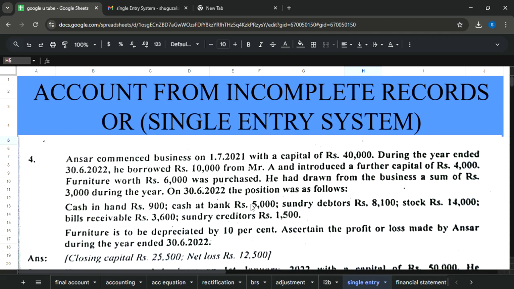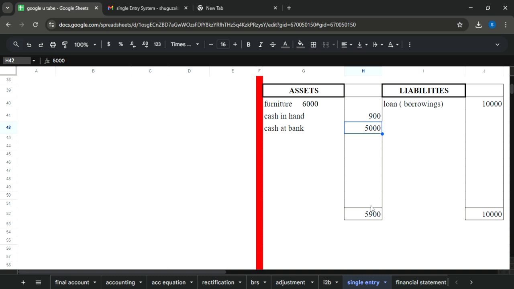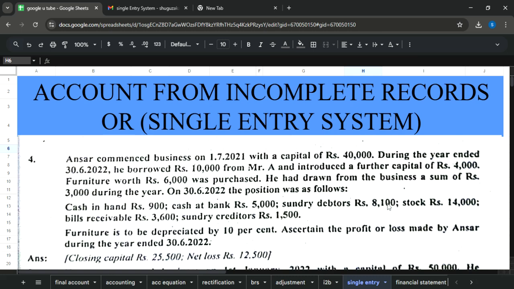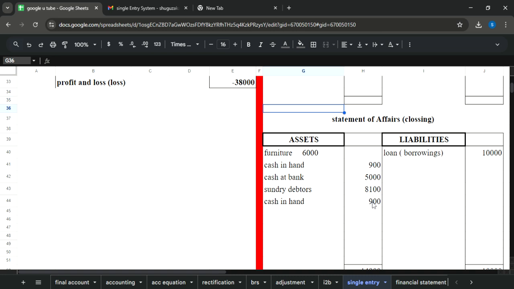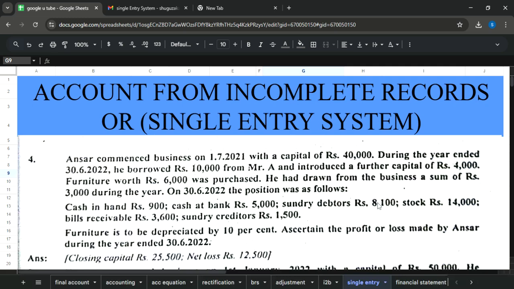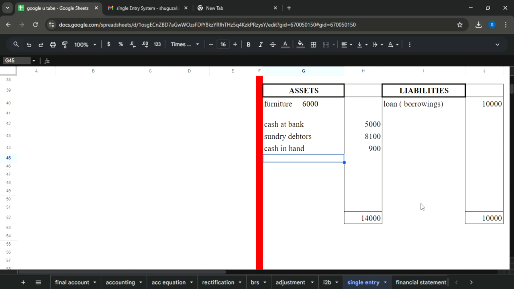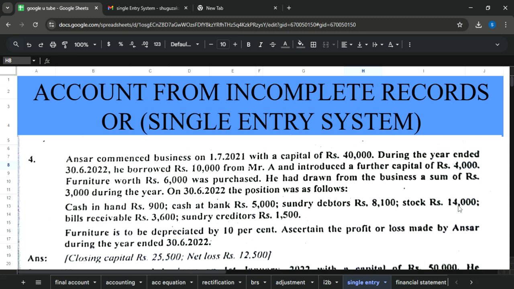After that, we have sundry debtors. Sundry debtors, again your asset. So put the amount of sundry debtors on the asset side, which is 8100. Write down 8100 over here. We were supposed to leave one line if there was any adjustment related to furniture. So let's keep one line safe for the adjustment related to furniture. Cash in hand we have written, cash at bank we have written, sundry debtors. Now next is stock. Stock again is your asset. You will go to the closing asset side. The amount of stock is 14,000. So just write 14,000 on the asset side.